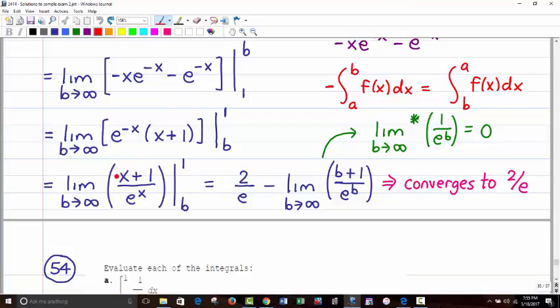So if you put 1 in here, you get 1 plus 1 over e to the 1. You get 2 over e minus the limit as b goes to infinity. And then the derivative of the top would be 1, the bottom would be e to the x. And then when you put b in there, it would be 1 over e to the b. So this result right here, when you plug the b in, turns into what this is in the green, and that's going to go to 0. So this will converge, because that term's going to be 0, and it's going to converge to exactly 2 over e.